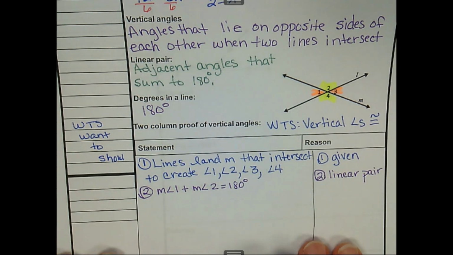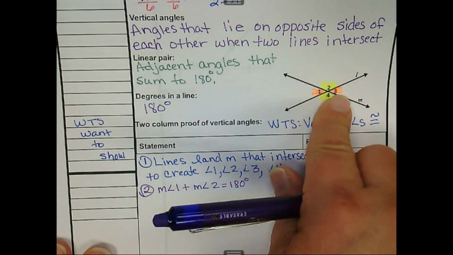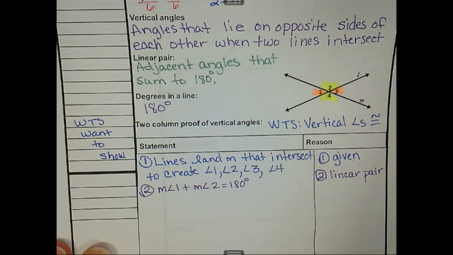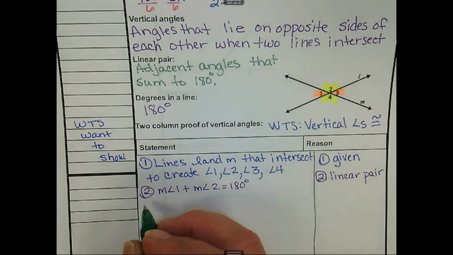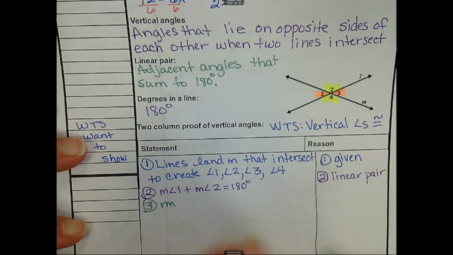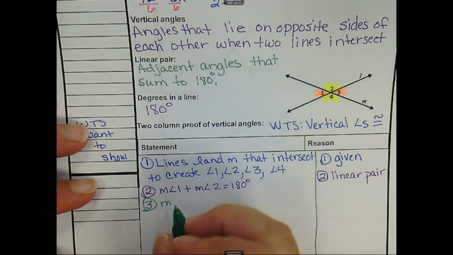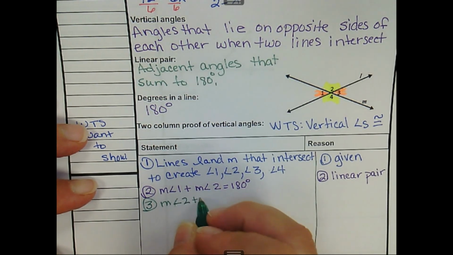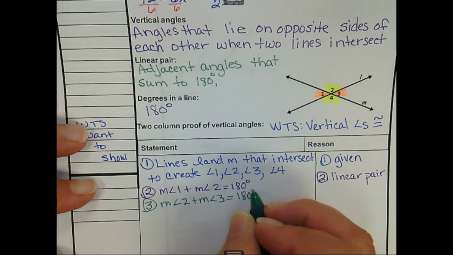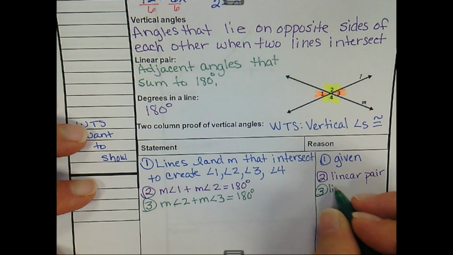Okay, are there any other angles that do the same thing? Yeah, we can go angle 2 and angle 3. They form that line. They are also a linear pair. So the measure of angle 2 plus the measure of angle 3 equals 180 degrees. Once again, this is a linear pair.